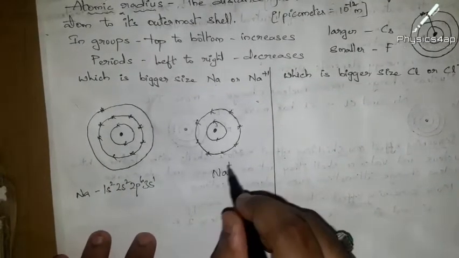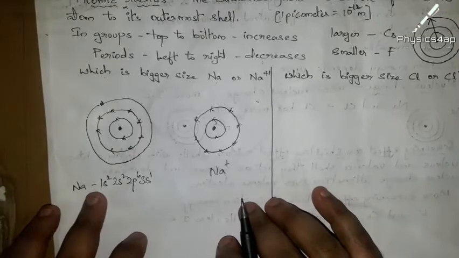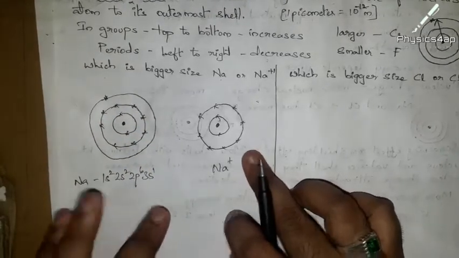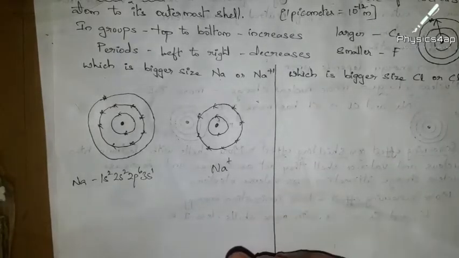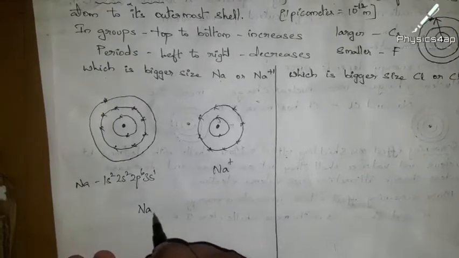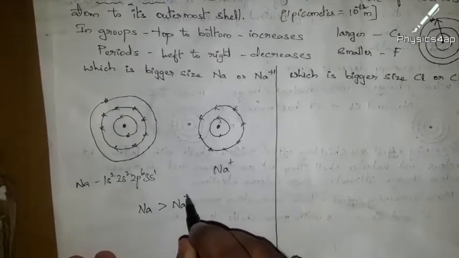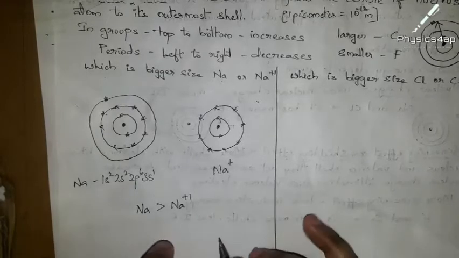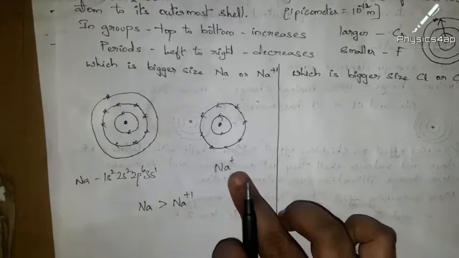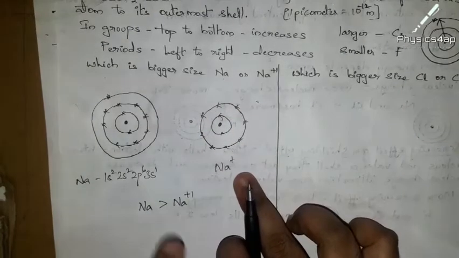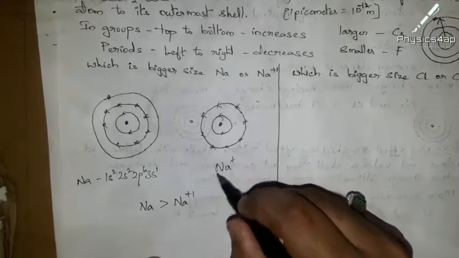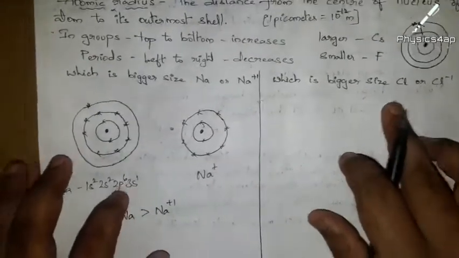Yes, obviously it is Na. Why? Because here we have 3 shells, but here we have only 2 shells. That means the size varies over here. So by comparing this, what we can say is Na is greater than Na+1. That is, the atomic size of sodium is greater when compared to the atomic radius of its positive ion. Clear?